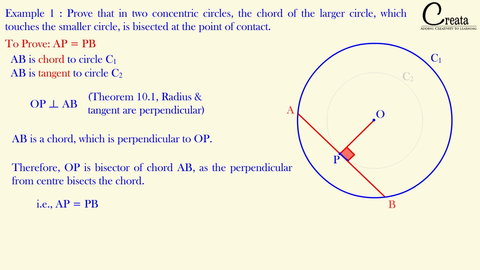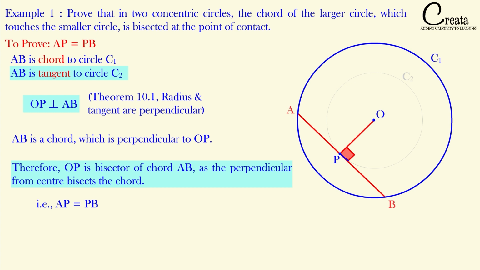Got it? We have used three concepts. The first concept we have used is AB is tangent to the circle C2. The second concept we have used is that radius and tangent form a 90 degree angle, or we can say radius and tangent are perpendicular to each other. The third concept we have done is that the perpendicular bisector of a chord passes through the center of the circle. So we got our answer, that is AP is equal to PB.